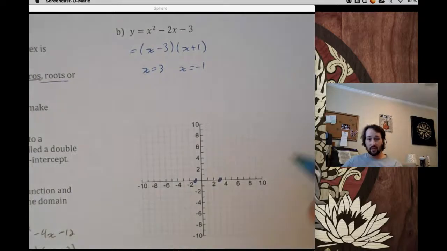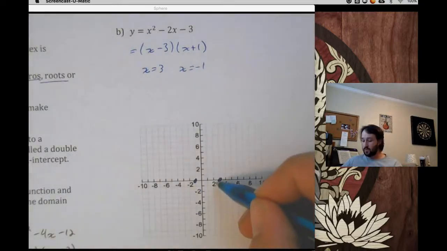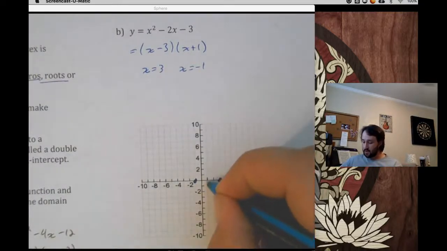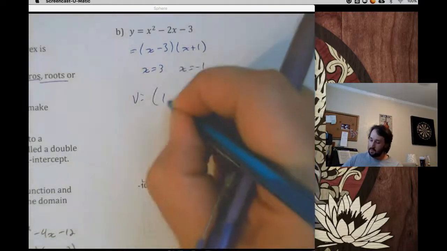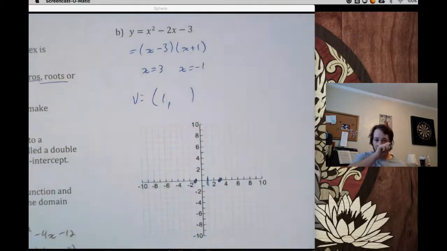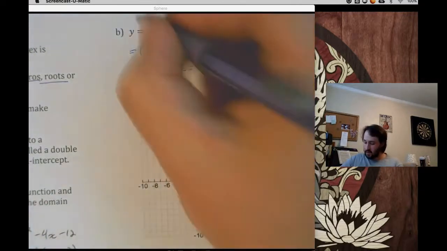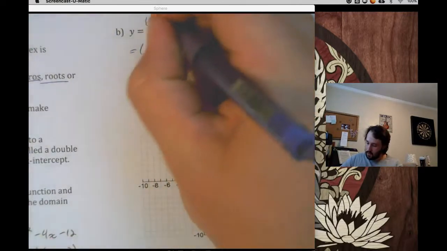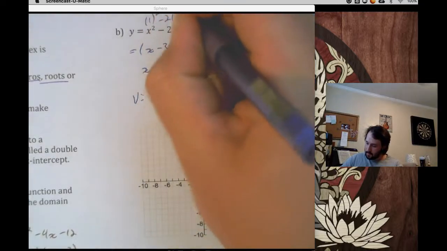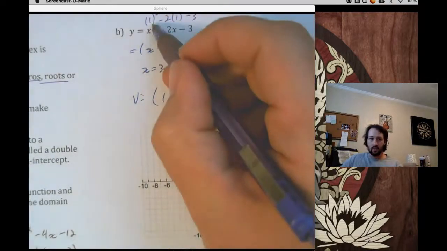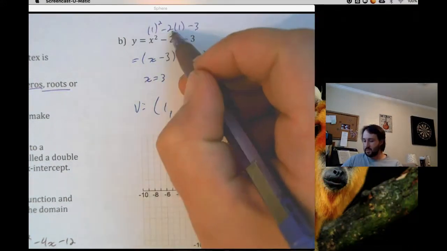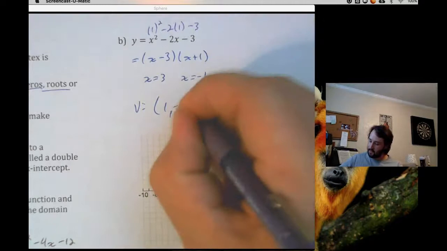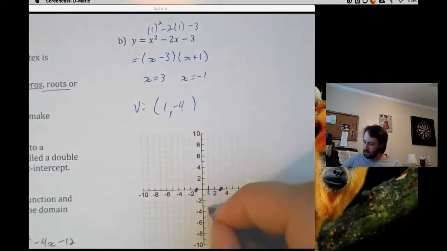So for my vertex, if 3 and -1 are 4 units away, my vertex should be when x is 1. So for the vertex, since it's right in the middle, I know my x value is 1. So for the y value, I can put in 1 for the x's. So 1 squared is 1, minus 2 times 1, so minus 2. So 1 minus 2 is -1, minus 3 is -4. So I have a vertex at positive 1, -4.